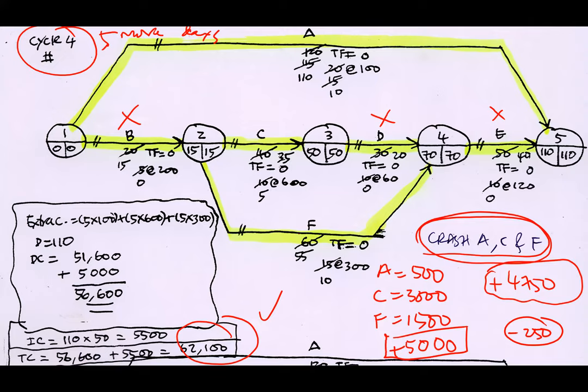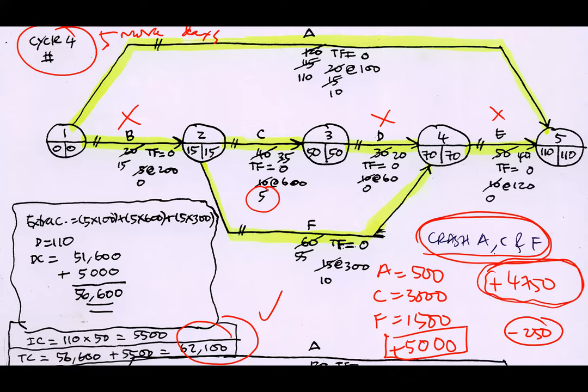So the question is that, can you reduce further? Cycle number five. Well, there is no more cycle number five exercise in my diagram here, but actually by looking at the network, you can reduce until perhaps 105. Why? Because activity C, the remaining is only 5 more days. So if you want to reduce, you have to reduce A, C and F together, and C can only be reduced up to 5, whereas A and F are still available. If you do that, perhaps you will get 105 and then increase the cost by this much also.